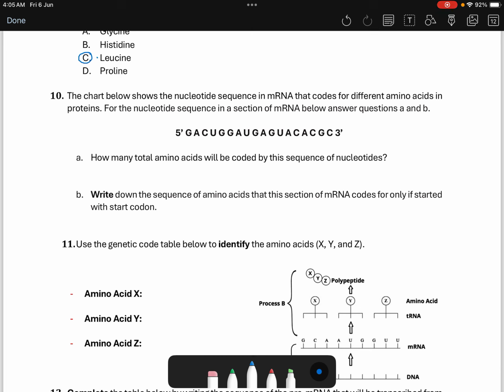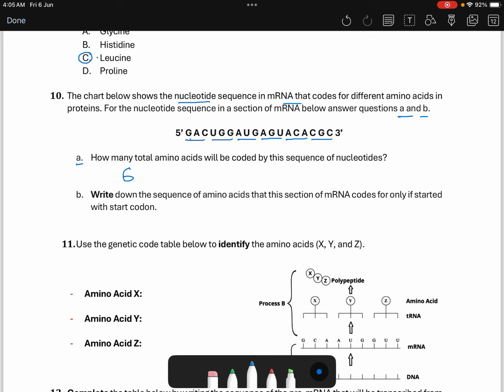The chart below shows the nucleotide sequence of mRNA that codes for different amino acids in the proteins. For the nucleotide sequence in the section of mRNA below, answer questions A and B. A. How many total amino acids will be coded by this sequence of nucleotides? You can just count them all: 1, 2, 3, 4, 5, and 6. So the answer is 6.